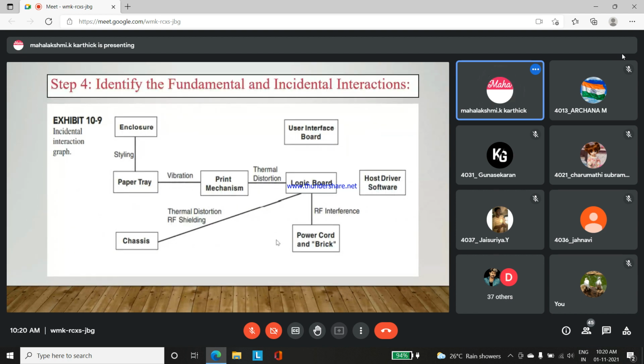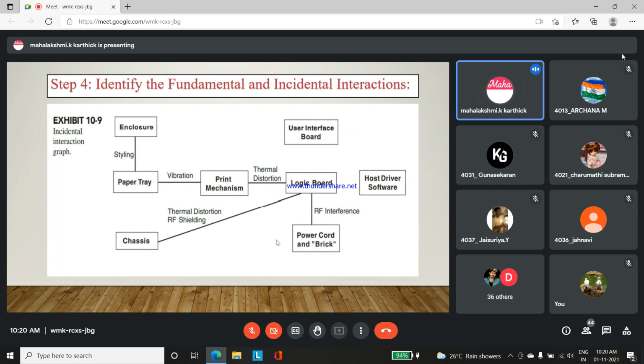Step 4, the last step under establishing the product architecture: you have to identify the fundamental and incidental interactions. If you are giving an architecture design for a product, these are the steps you have to keep in mind. You have to identify what the fundamental primary need is and what the secondary need is, and how to identify the fundamental interactions and the incidental interactions.